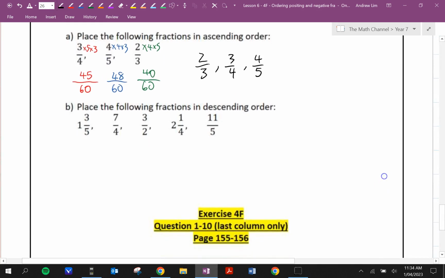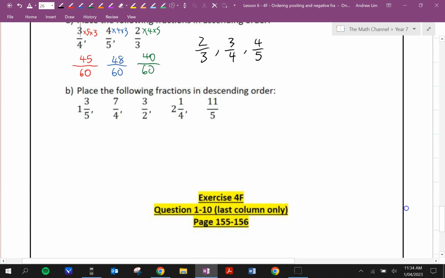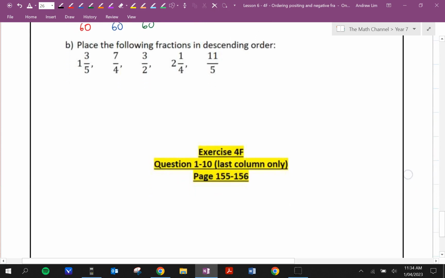So, last question for this video. Place the following fractions in descending order. Again, remember, if it's a mixed numeral, you need to convert it to an improper fraction first. So pause the video and have a go with this. Okay, so the first thing I did was convert all the mixed numerals, this one and this one, into improper fractions first. So 8/5 and 9/4. The rest are the same.